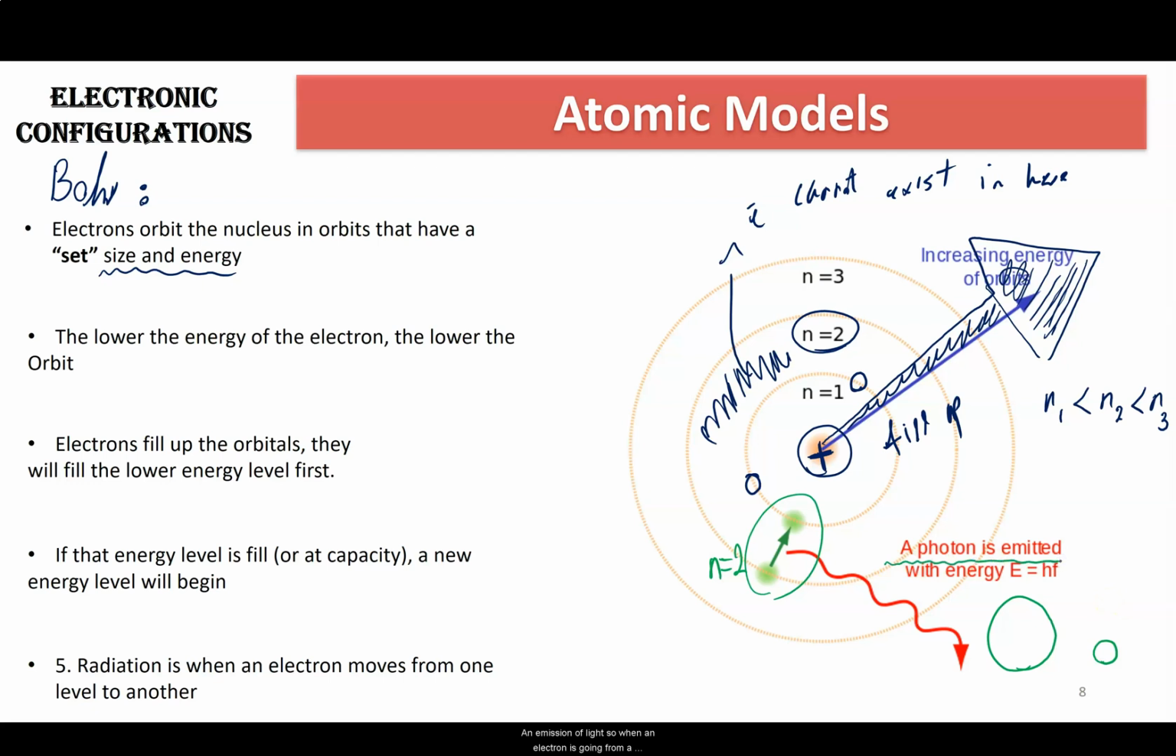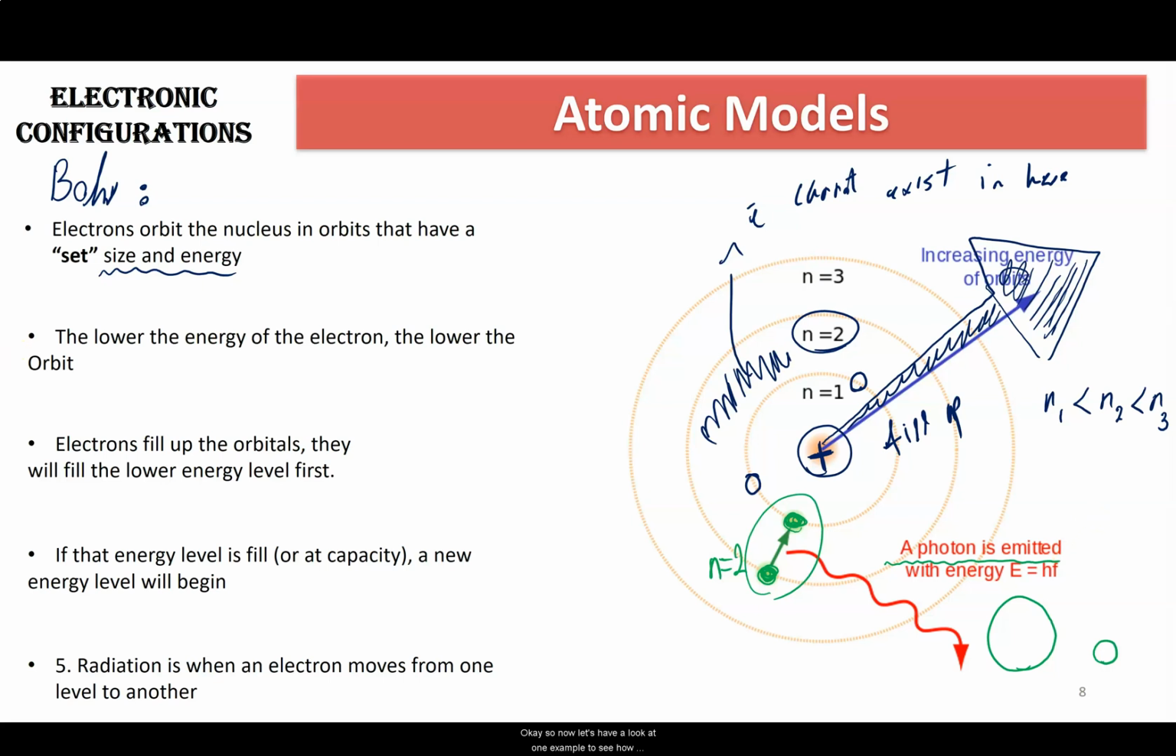So when an electron is going from a higher energy level to a lower energy level, obviously there is some leftover energy. There's some outstanding balance of energy, and that energy is really emitted in the form of light.